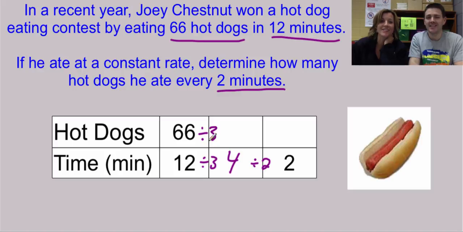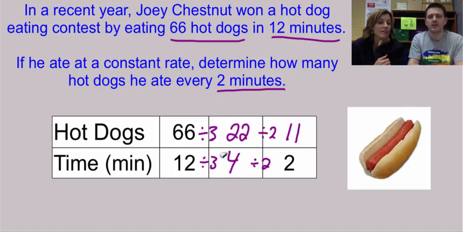So 66 divided by 3 is 22. And 22 divided by 2 is 11. So he eats 11 hot dogs in 2 minutes. Think about that. Could we multiply and go larger and then divide?